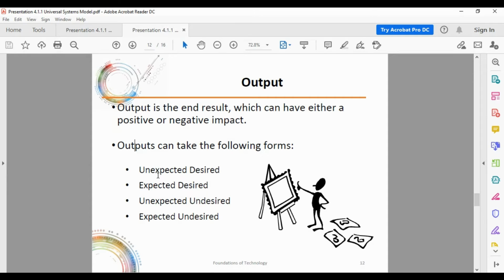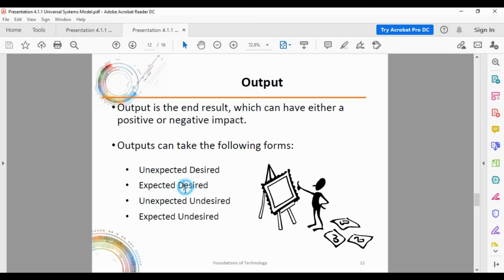Outputs can take the following forms. Unexpected desires, you know, the happy accident. Oh, wow, look at that. You know, Silly Putty. Silly Putty was actually originally designed as a tool to help astronauts keep from losing papers in space. And it's turned into a toy for kids of all ages.